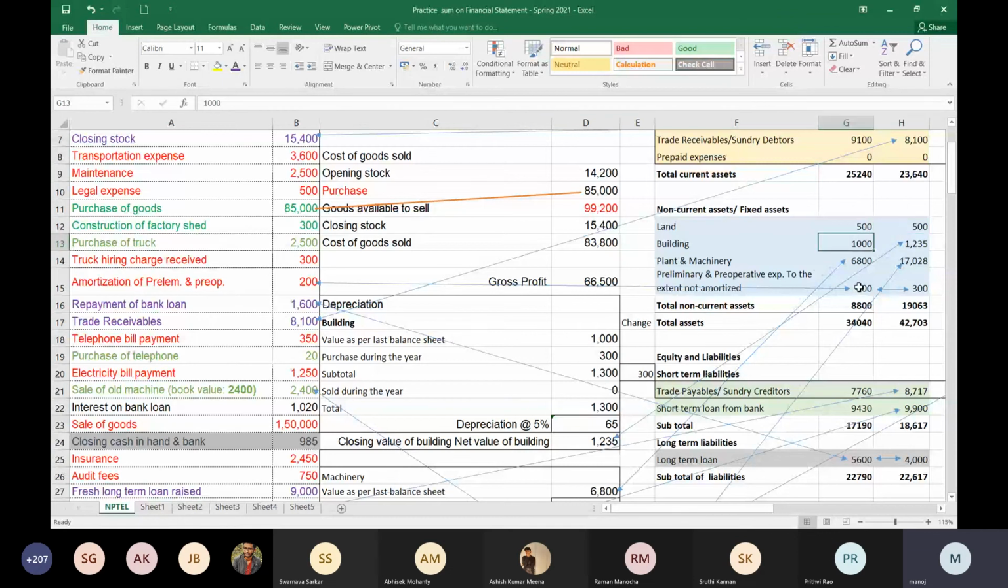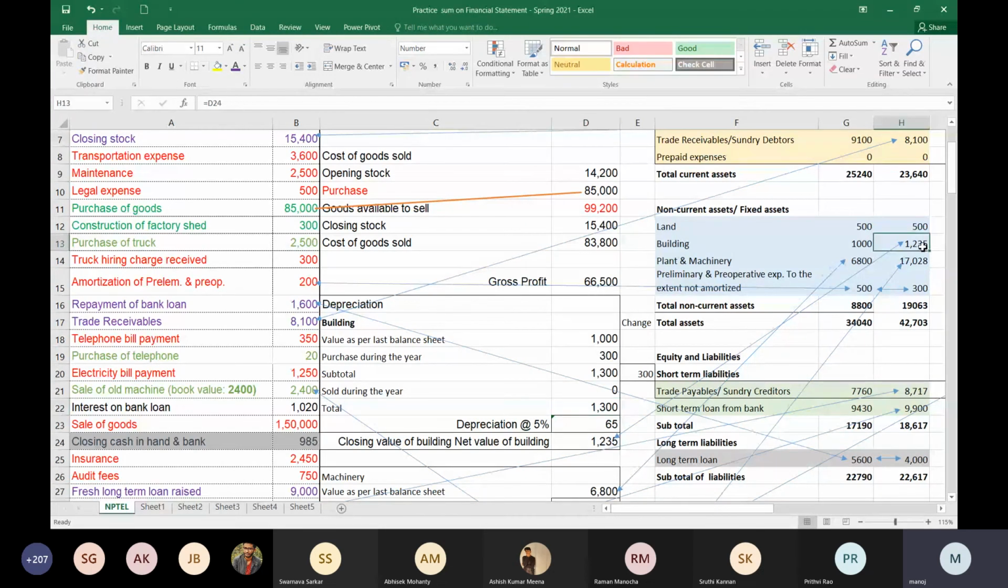Building, earlier year it was 1000. Now you have to see whether you have, just a second. Okay, so your building value was 1000 rupees. Now you have constructed a factory shed, which is nothing but building. So you add them, total becomes 1300. You have not sold any building asset, so total becomes 1300. And I have given that building is depreciated at the rate of 5%. So 5% of that becomes 65. You deduct 65 from here, you get 1235.